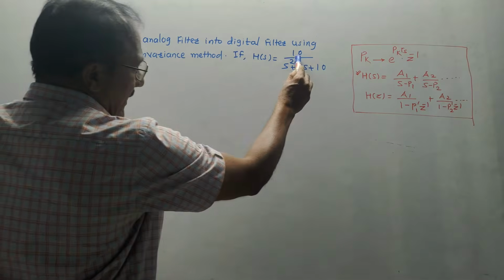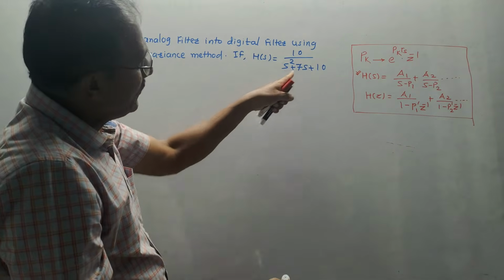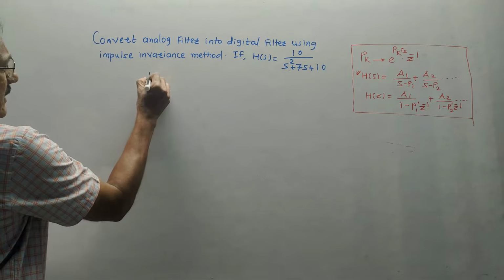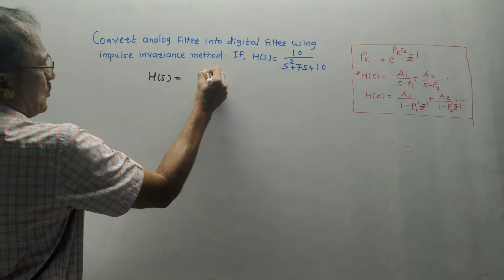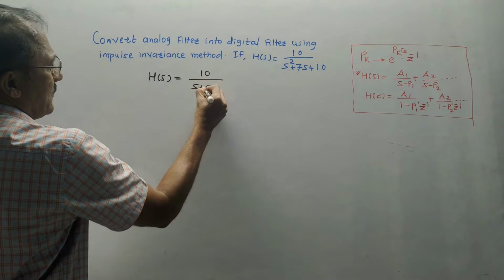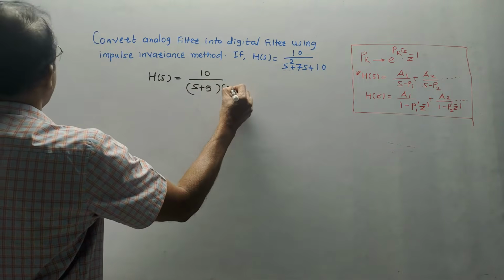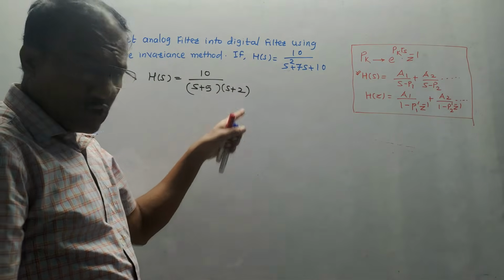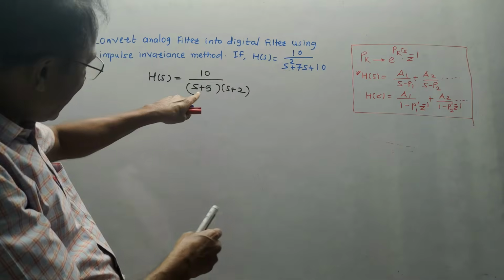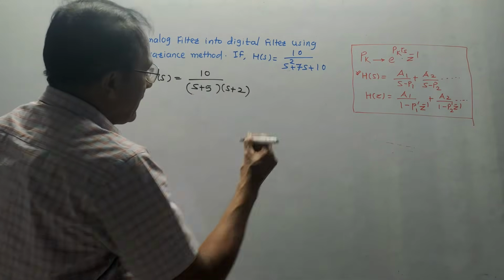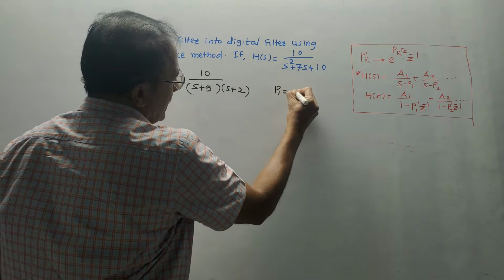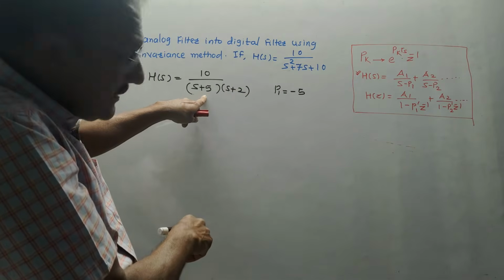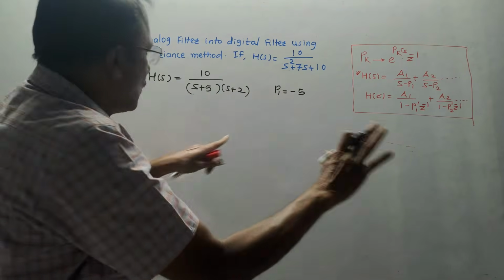If I do the calculation of the roots of this equation s square plus 7s plus 10 on the calculator, then I will get the equation like this. H of s is equal to 10 upon the first bracket s plus 5 and the second bracket s plus 2. So on the calculator I am getting the roots minus 5 and minus 2. Similar to the last sum, if you are getting s plus 5, then write the first pole, that is p1 is equal to minus 5, by changing the sign. If you would have got s minus 5, then you would have written p1 is equal to plus 5 and so on.